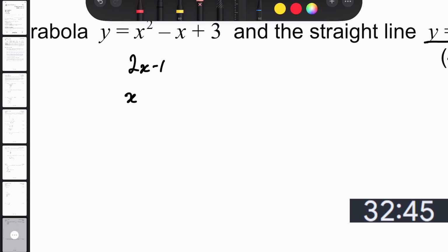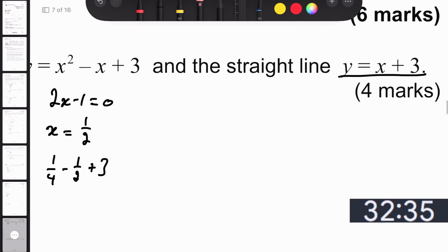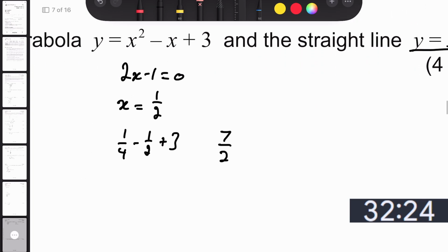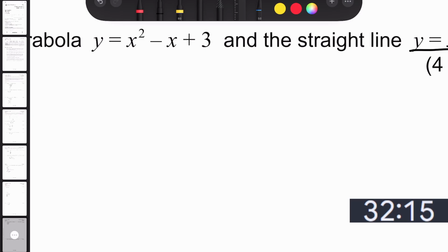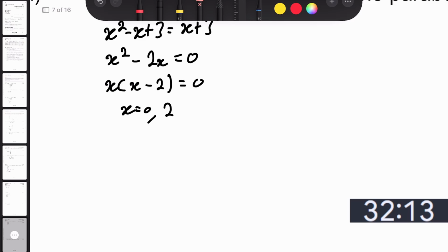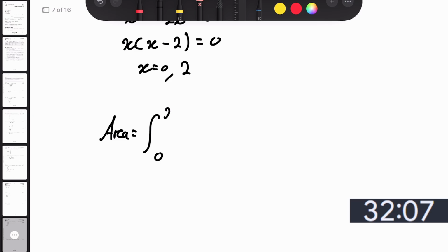2x minus 1 equals 0. x is equal to a half. When x is a half, I have a quarter plus 3. And then when x is a half here, that gives me 3 on 2. I'm sorry, 3 plus a half is 7 on 2. So this is bigger at that point, at the midpoint. So I know that the line is going to be taller, definitely. Therefore, the area, or above, I mean, is going to be from 0 to 2.